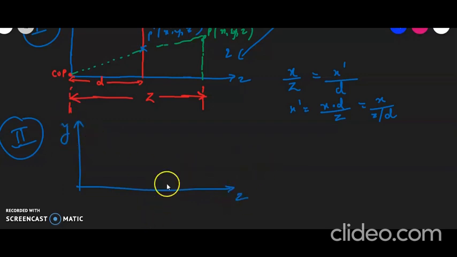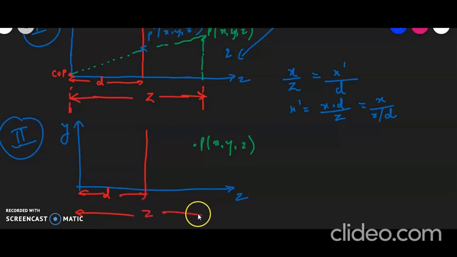Now this is your view plane, your point x, y, z here. This is at a distance d. This is at a distance z, right? This is my center of projection, and this is my projector, that is my line of projection. Now I'm waiting to find this particular point. So this is my second scenario, for calculating the value of y.